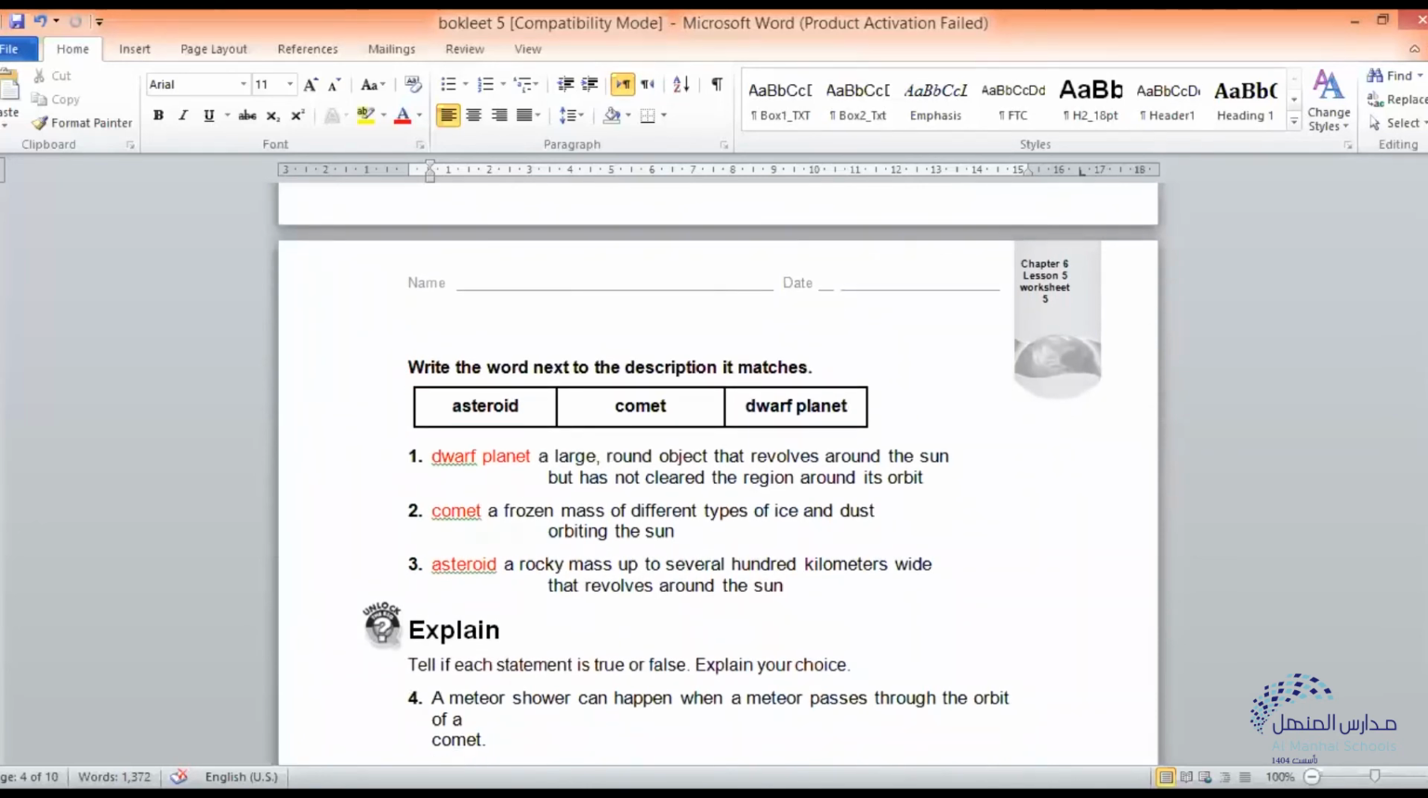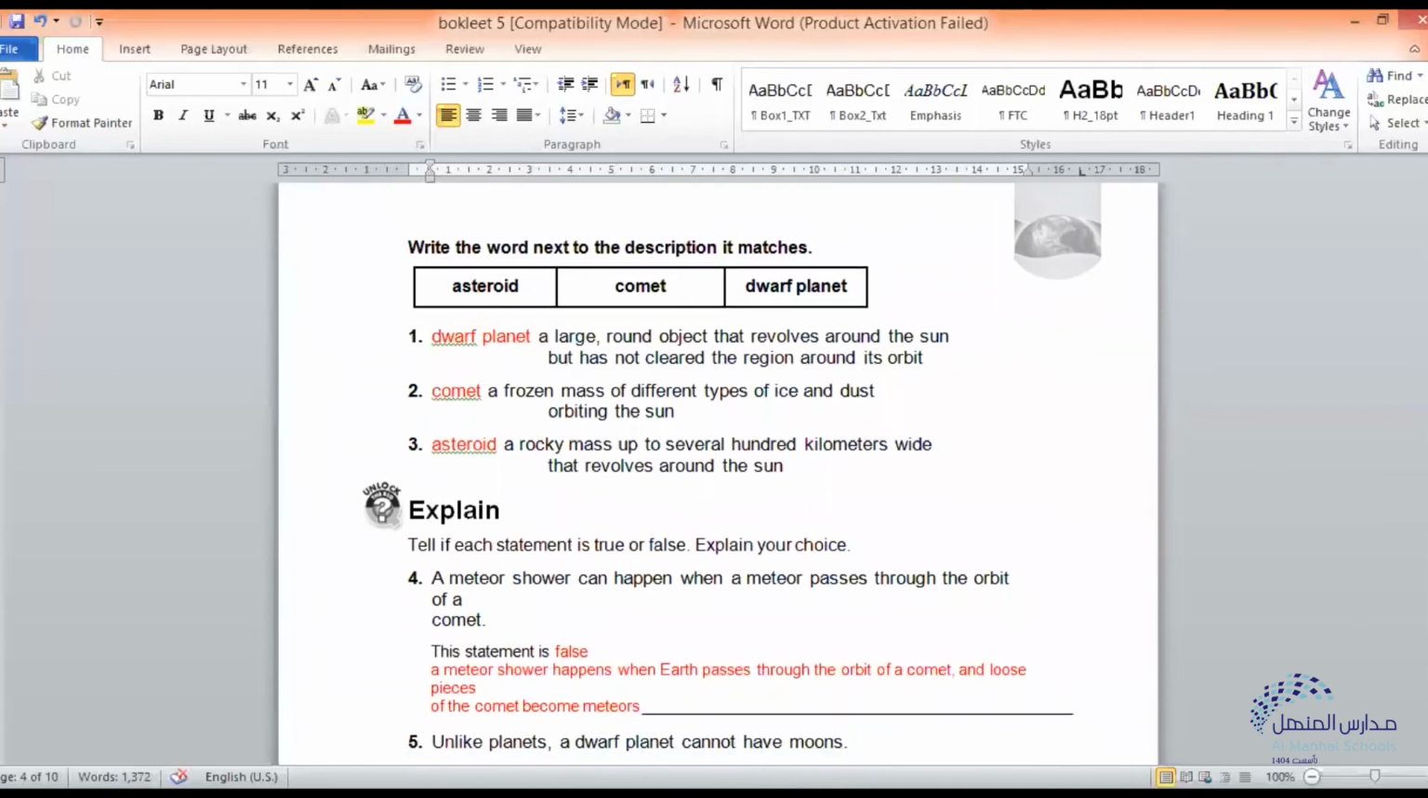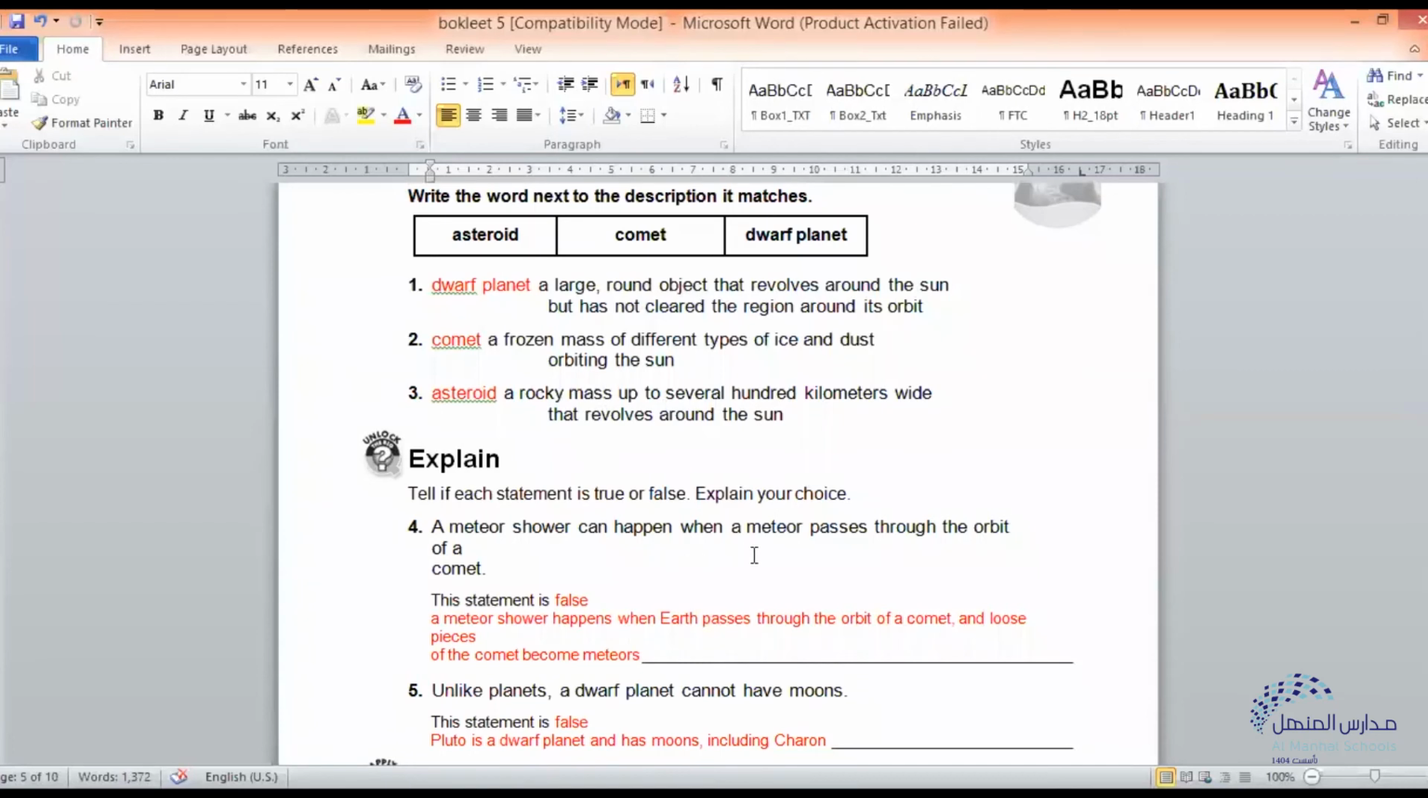We have asteroids, comets, and dwarf planets. Number one, a large round object that revolves around the sun but has not cleared its orbit: dwarf planet. Number two, a frozen mass of different types of ice and dust: this is comet. Number three, a rocky mass that's several hundred kilometers wide: this is called asteroid. Moving to the next question. A meteor shower can happen when a meteor passes through the orbit of a comet. The statement is false because a meteor shower happens when Earth passes through the orbit of a comet and the comet loses pieces, which become meteors.